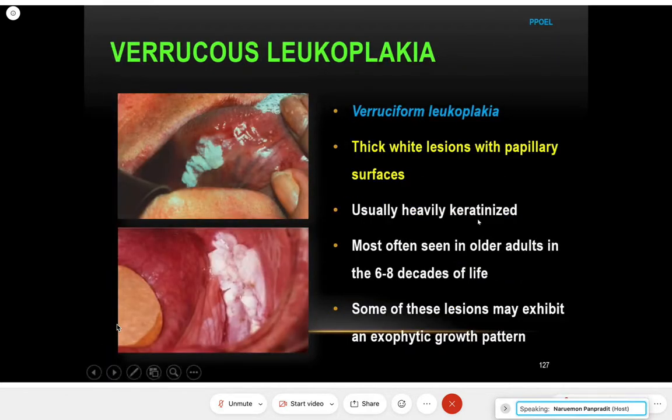And how about verrucous leukoplakia? A leukoplakia that has a verruciform surface, another name is verruciform leukoplakia. This one is rough and thick, like a verrucous growth, heavily keratinized, so sometimes it looks like an exophytic growth pattern.